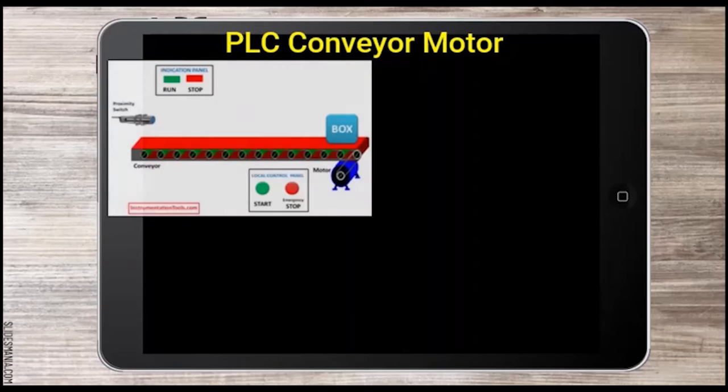The first example of PLC application is the PLC conveyor motor. This is the example figure of the PLC conveyor motor. It consists of a start button, stop button, green indication lamp, red indication lamp, motor, and proximity sensor.